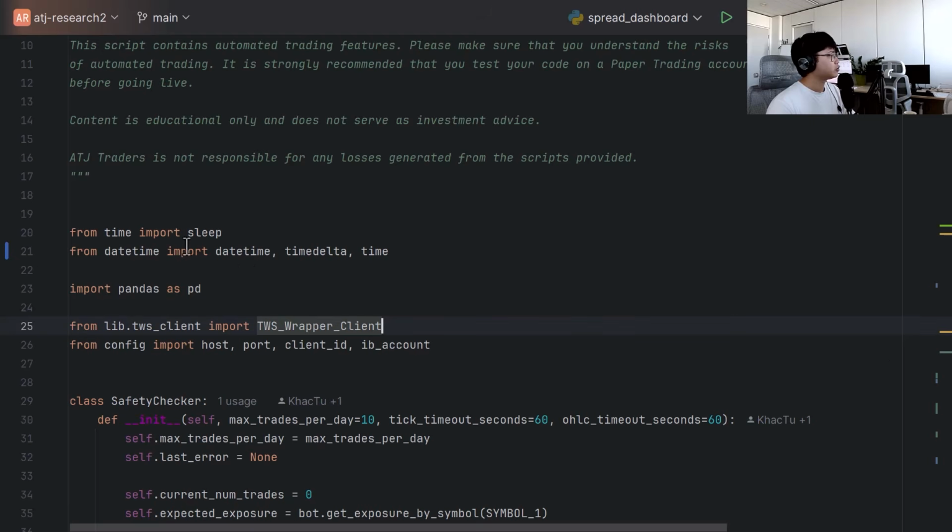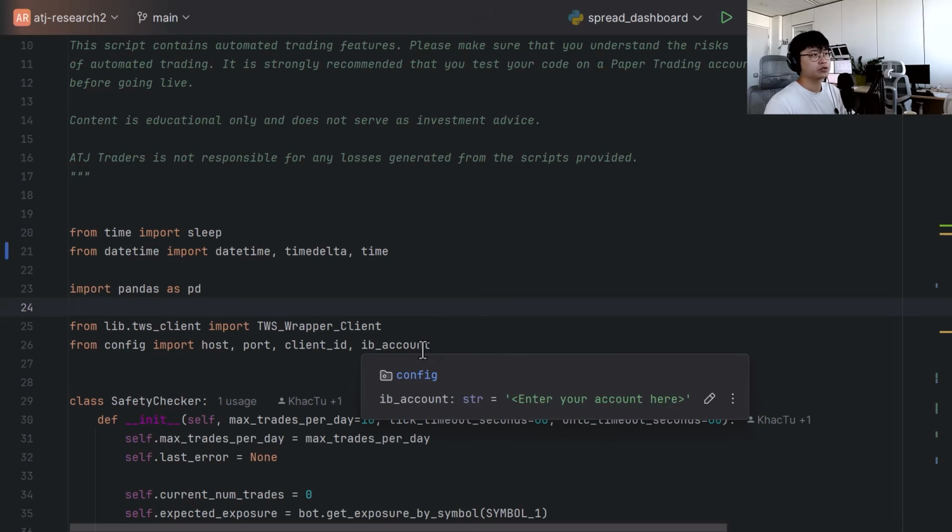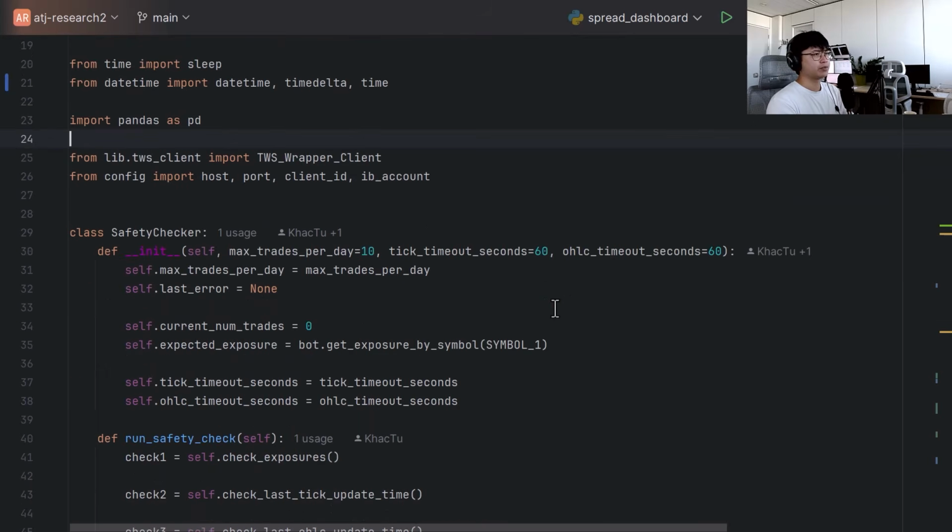All right, so we're importing time, datetime, and pandas. And here we are also importing our TWS wrapper client class, which is a class that I have written to work with the TWS API. And then we also import some configuration files that are used to connect to TWS. So before I start talking about the trading logic of the trading bot, let me show you the safety checker class.